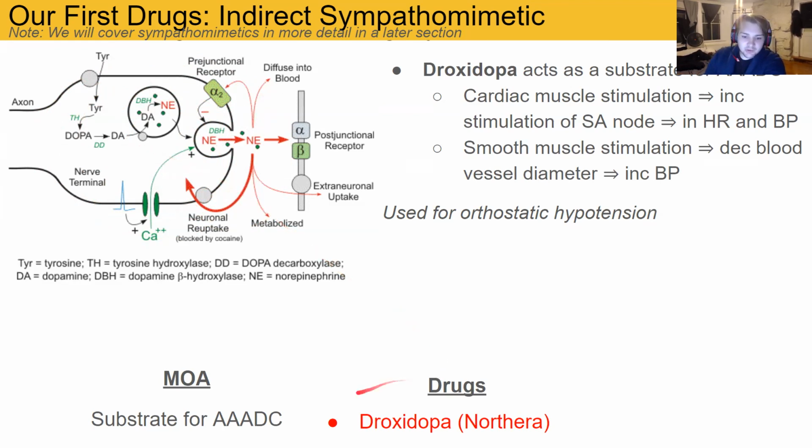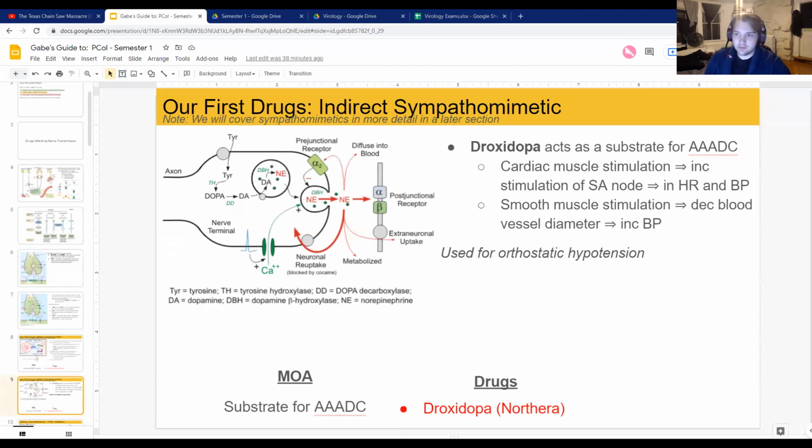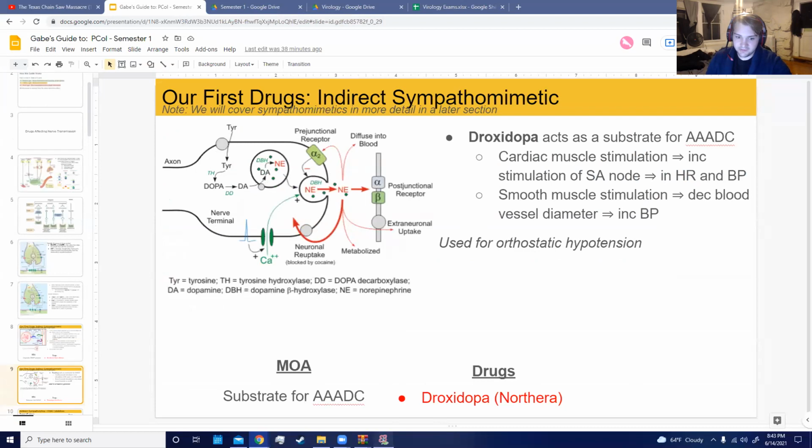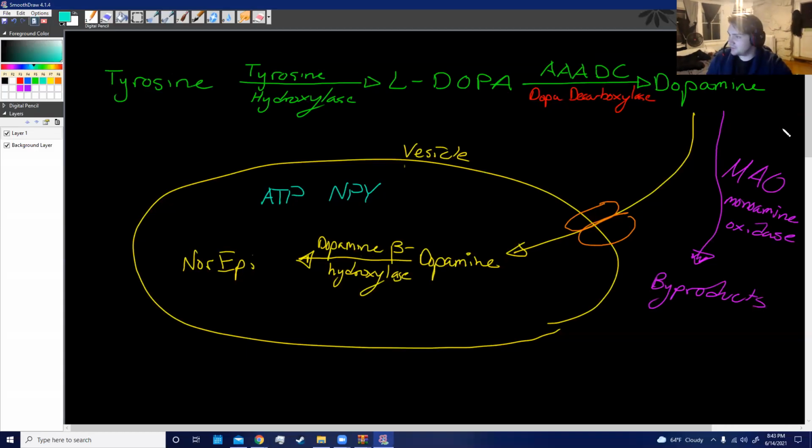Our next drug that we're going to talk about is droxidopa, brand name Northera. And droxidopa is a substrate for that aromatic amino acid decarboxylase, that dopa decarboxylase. And so, let me make sure I'm coming to the right place. Can you guys see this? Hopefully, can you see the drawing screen?